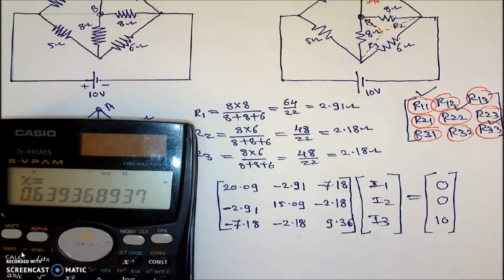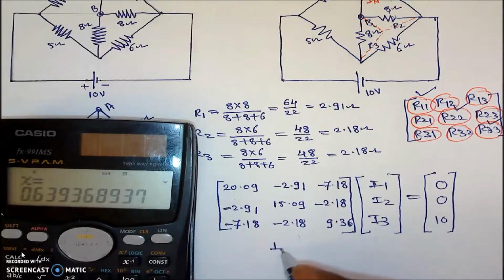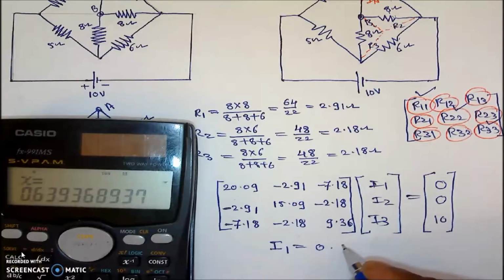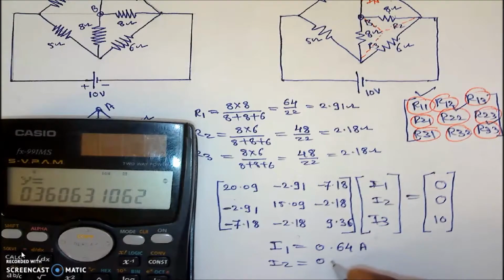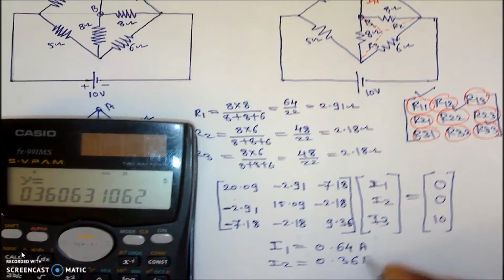Here, if we are doing this calculation, the first value of the current, I1, is found to be 0.64 ampere, approximately. Then I2, the second value, is 0.36 amperes.